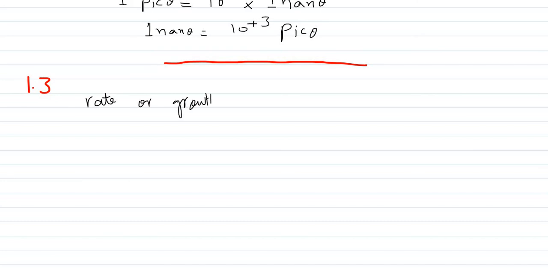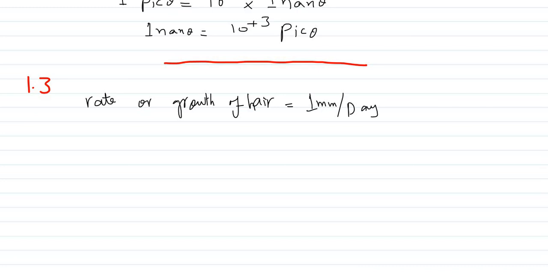First of all, we write the problem number 1.3, and we write here the rate of growth of hair. The rate of growth of hair is equal to 1 millimeter per day. We have to convert it into nanometer per second.